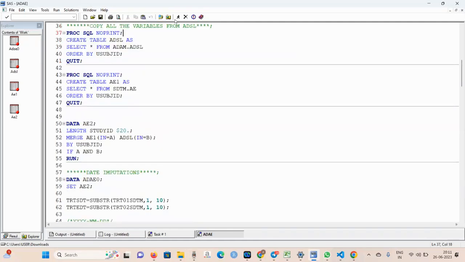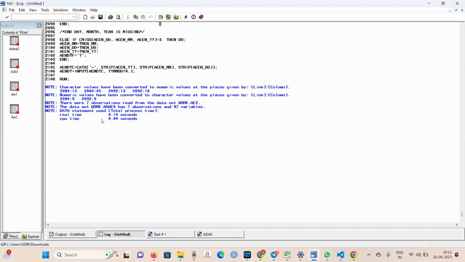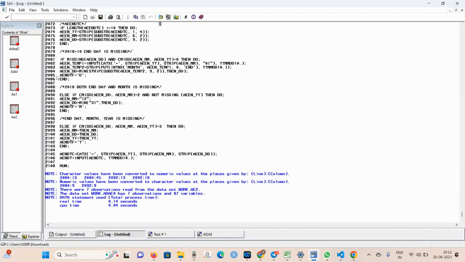Okay, I run everything. So character values have been converted. So why is this one coming? 2084. I'm not sure. There is something related to the min function. It's asking 2092. So this is also the min function. So that is changing to the character.